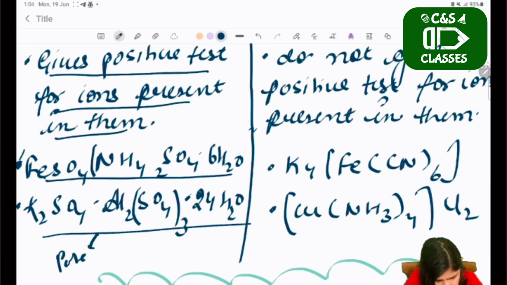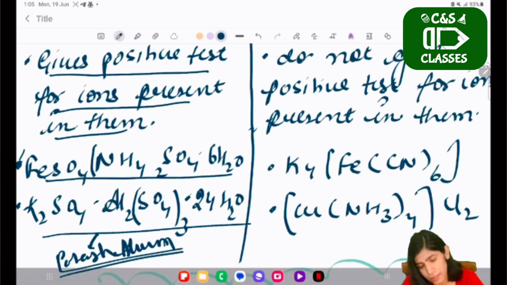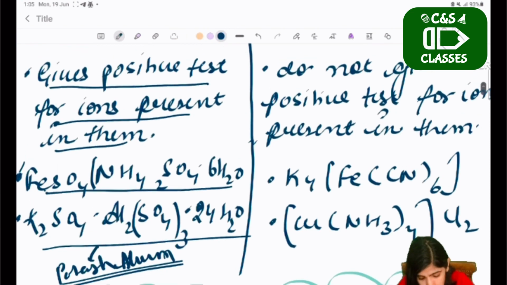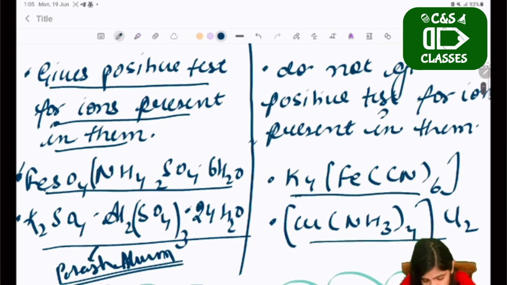Potash alum you must have heard about, right? Potash alum is nothing but what in Hindi we call fitkari. This is something which our brother or our father applies after a shave, or it acts as a very good antiseptic as well. You can apply it on a cut and it will heal very soon. And these are some examples of coordination compounds.